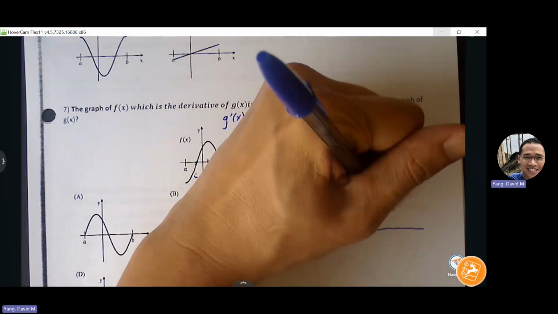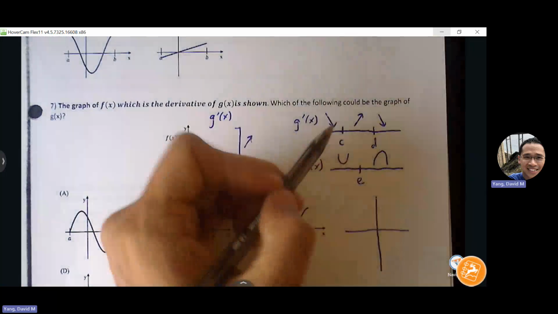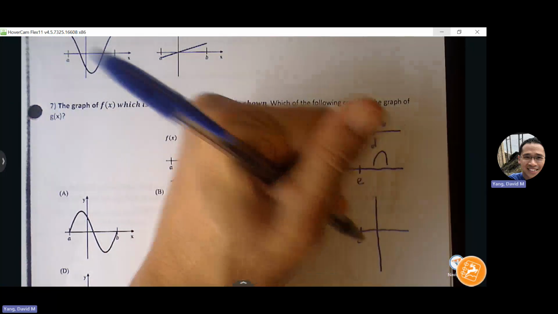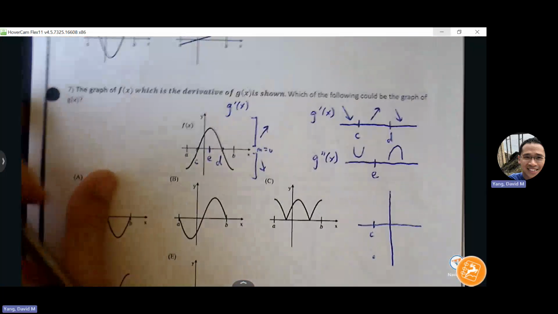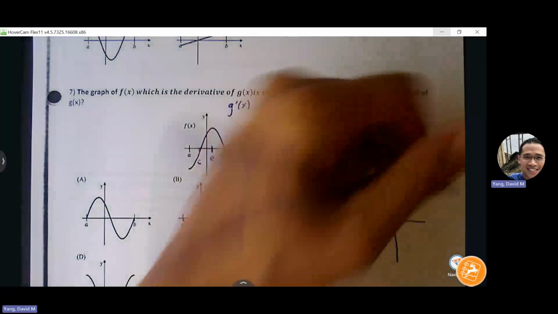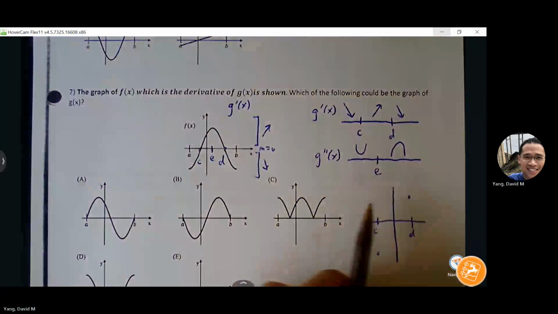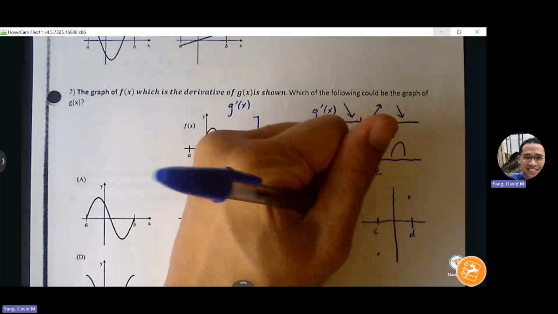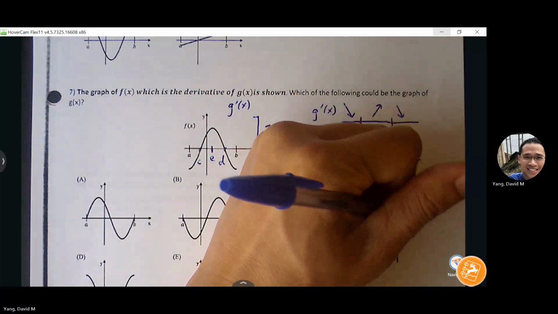So I just want to create my own version of the graph before I look at my options here. So I know that at C, I'm going to have some relative minimum. I'm going to just pick an arbitrary point that is below the x-axis. And then point D, I'm going to arbitrarily choose a point that's above the x-axis. And then I know my graph is going to be relative min followed by relative max.